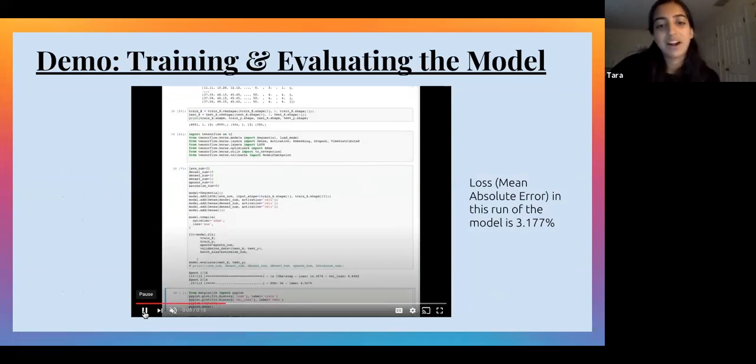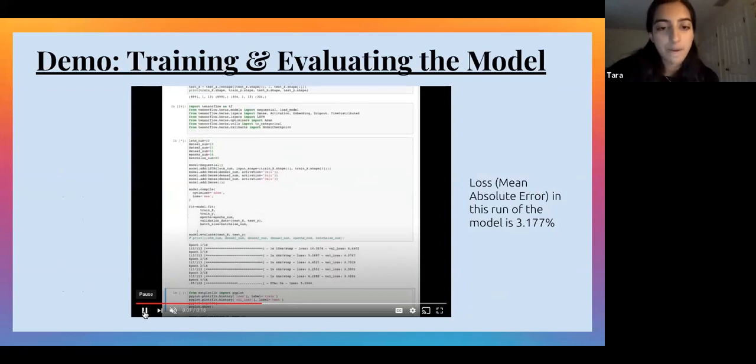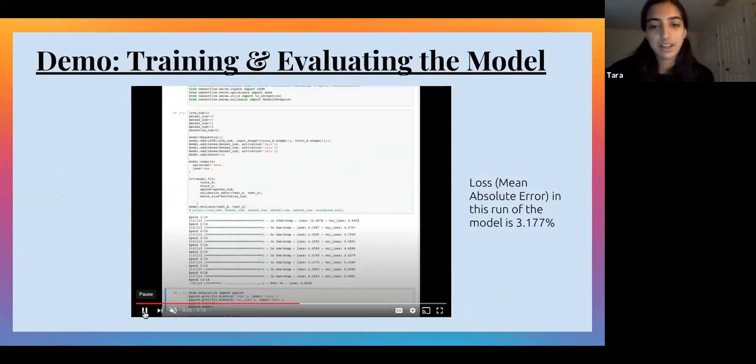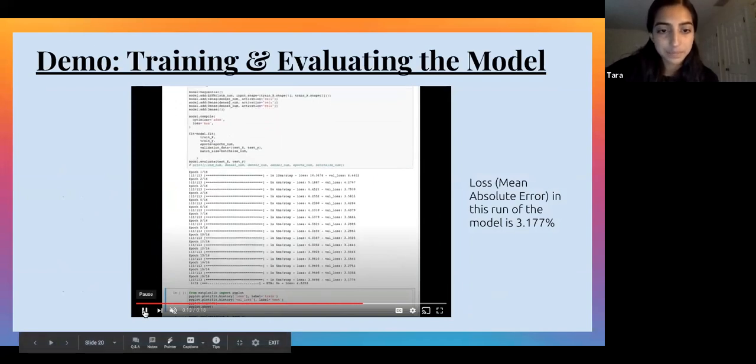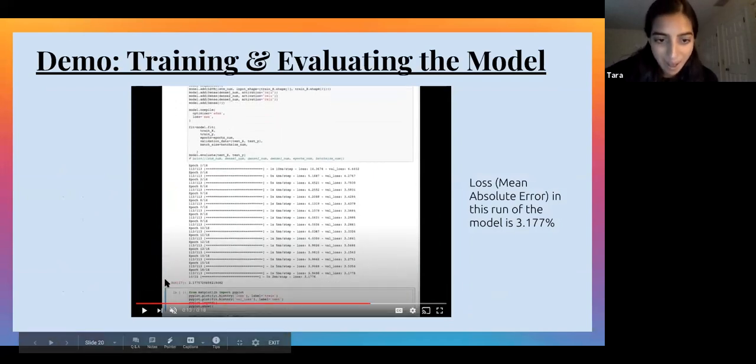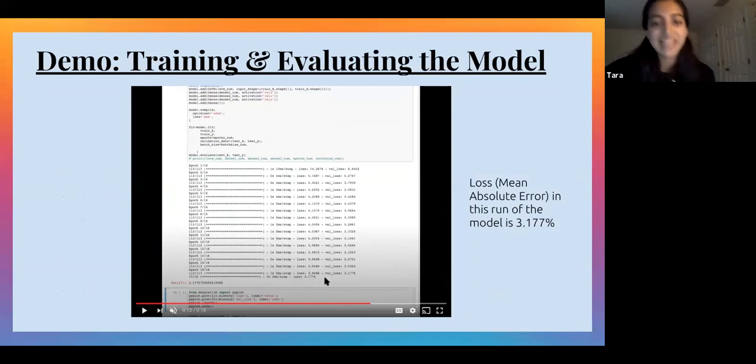So right now it's starting to go through each epoch all the way up to 16, and the training loss is going down. And then at the end, you can see the 10 out of 10, that row is my loss on the testing set, which again was 3.17-ish%.